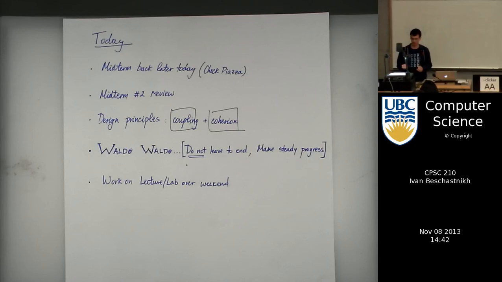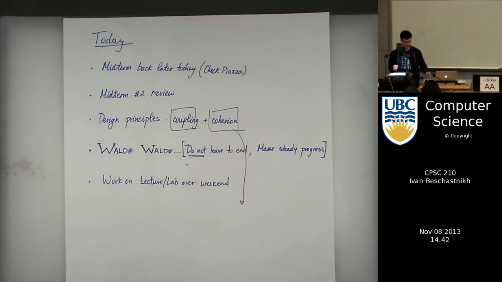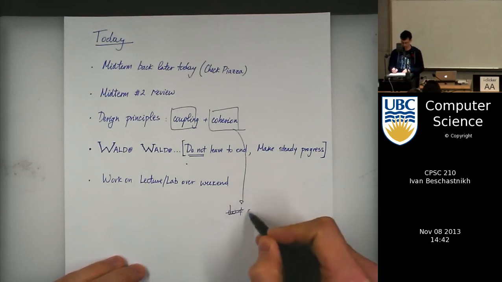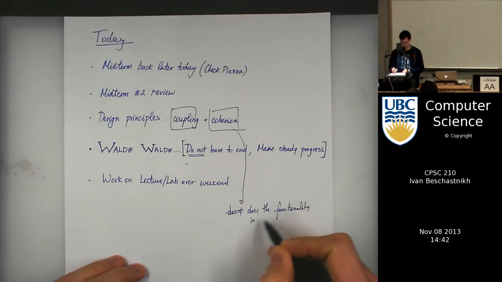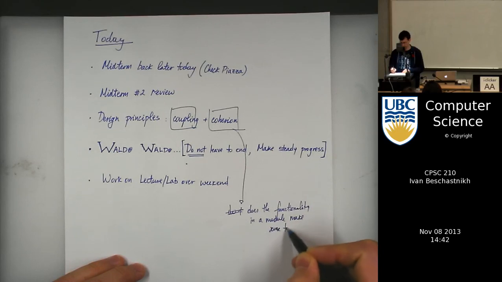Okay? So coupling and cohesion. When we talk about cohesion, this is a simpler one to tackle. Cohesion really talks about whether the elements in my module make sense together. Right? So does the functionality in a module make sense together?